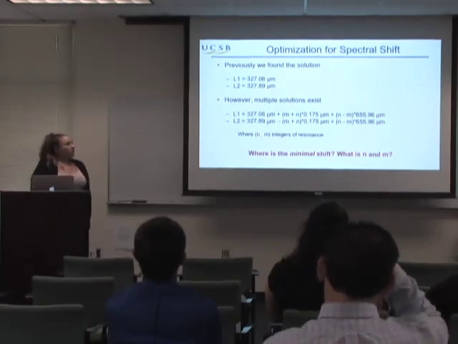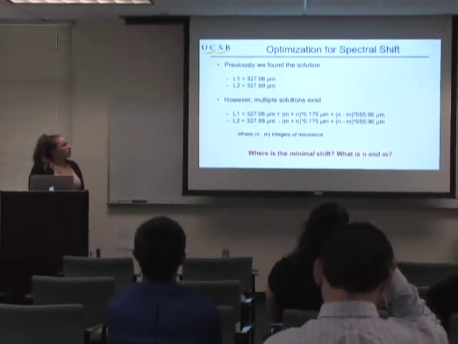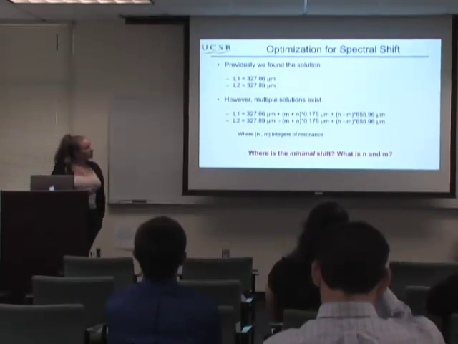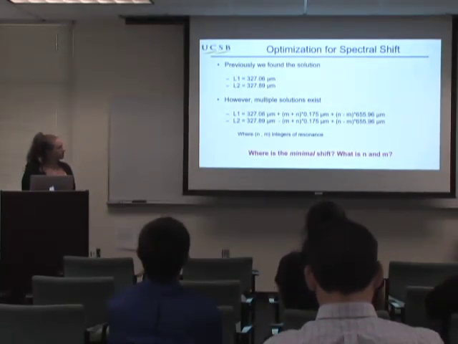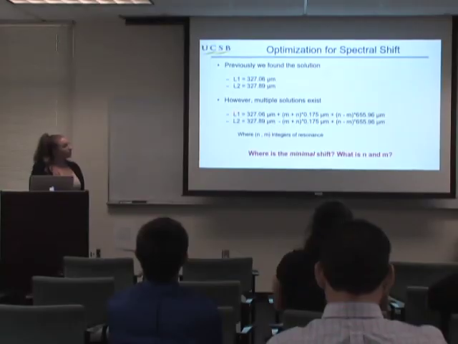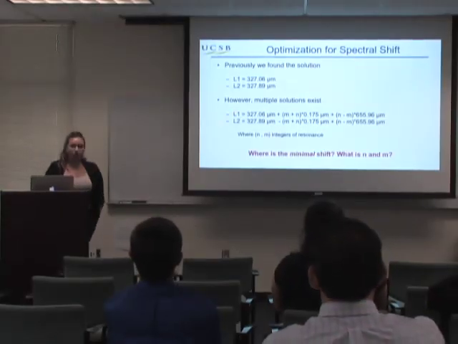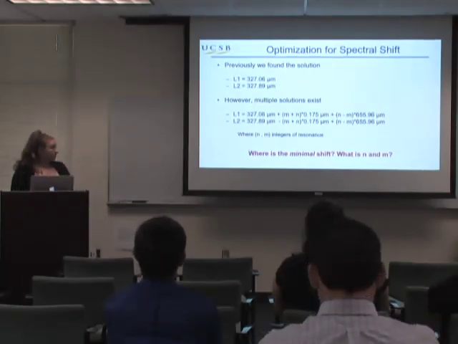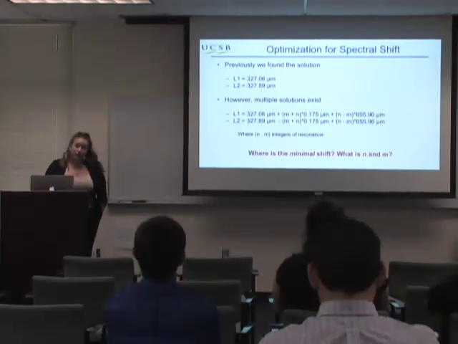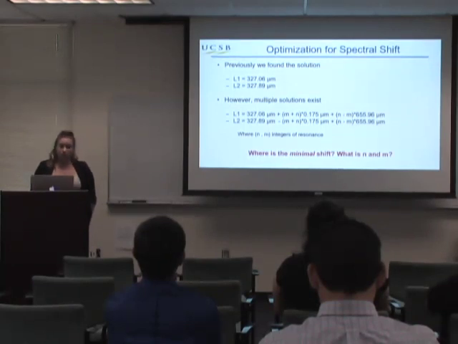So in order to optimize for the spectral shift, we take the lengths of L1 and L2 that we found before, and we place them into these equations that can help us find new lengths for L1 and L2, where N and M are integers of resonance. So what we really need to find is where the minimal shift occurs and what N and M should be.